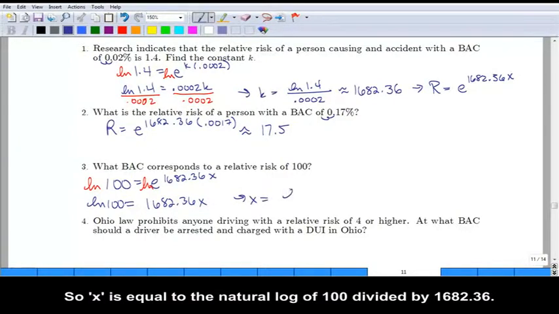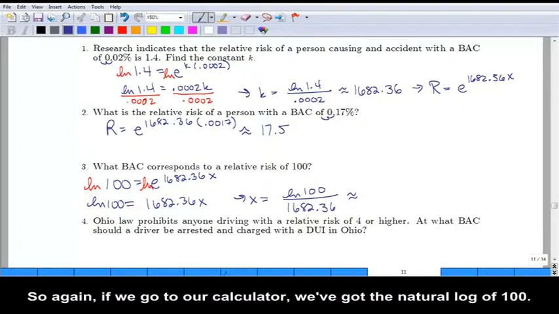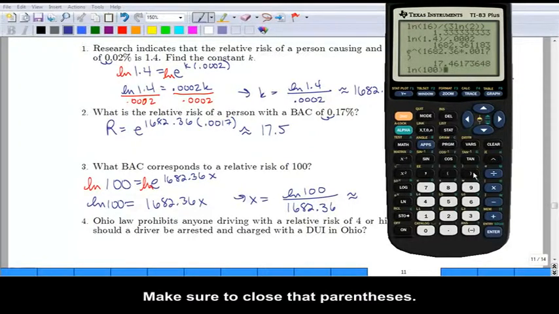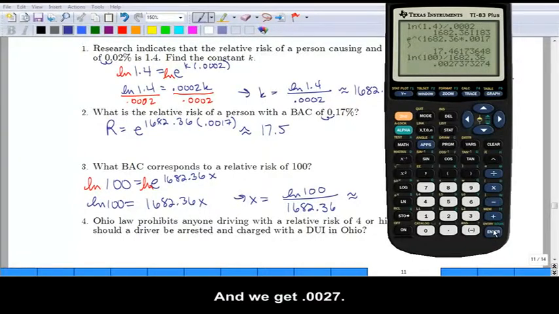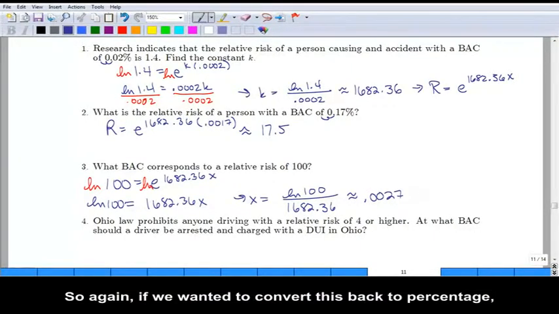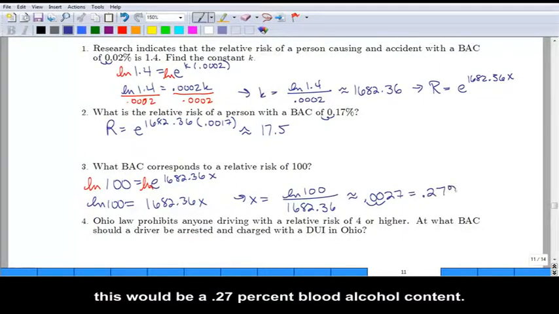So x is equal to the natural log of 100 divided by 1682.36. So again, if we go to our calculator, we've got the natural log of 100, make sure to close that parentheses, divided by 1682.36, and we get 0.0027. So again, if we wanted to convert this back to a percentage, this would be a 0.27% blood alcohol content.